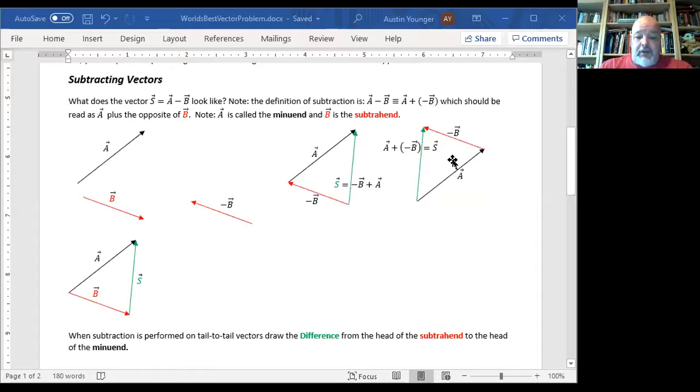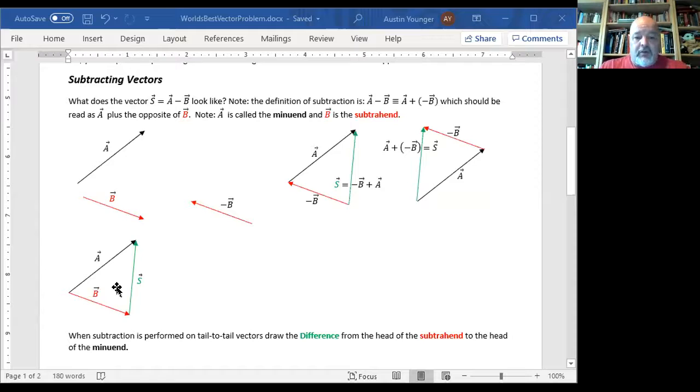Another thing is, if you actually have them tail to tail, it's really easy. Where tail to tail was kind of a pain with adding, since you had to complete a parallelogram, with subtraction you can do it just by drawing a vector starting at the head of the subtrahend, which is the b. That's why I use the whole words subtrahend and minuend, which are weird words that most people don't know. You draw from the head of the subtrahend to the head of the minuend, and you get the subtraction, or the difference vector, which is s.